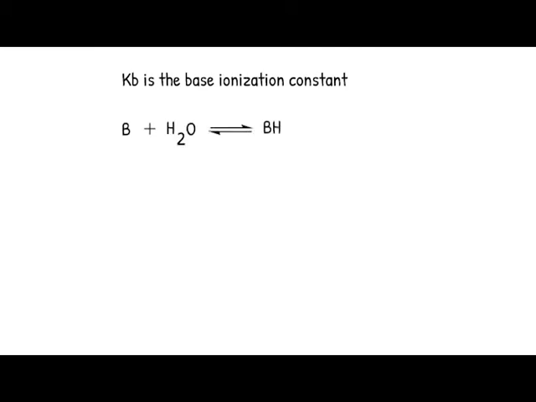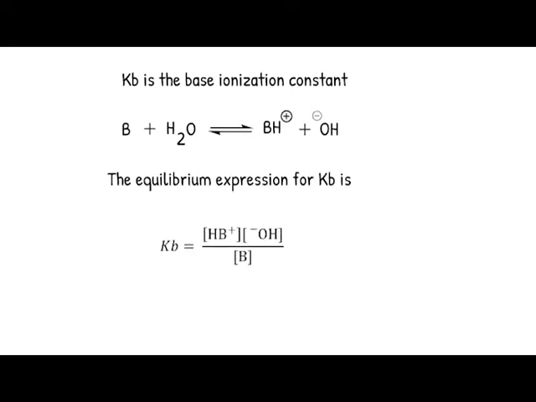Acids and bases. Kb is the base ionization constant. For a general base represented by B, it reacts in the presence of water to produce the ions BH plus and OH minus. The equilibrium expression for Kb is given below, where Kb is equal to the concentration of the product ions multiplied by each other divided by the concentration of the base. Water is a liquid, its concentration does not change, and the value of it is equal to 1.